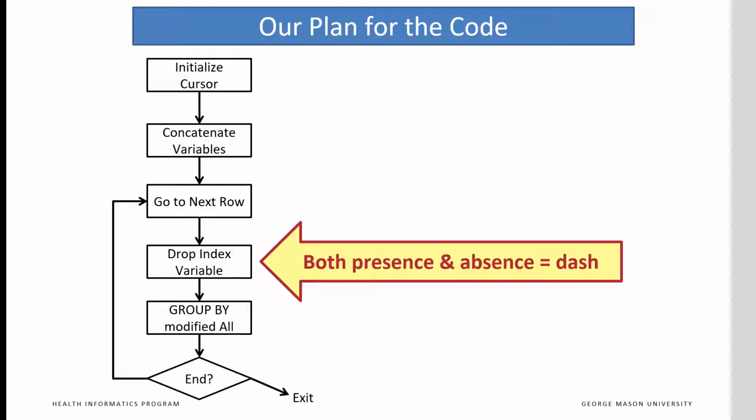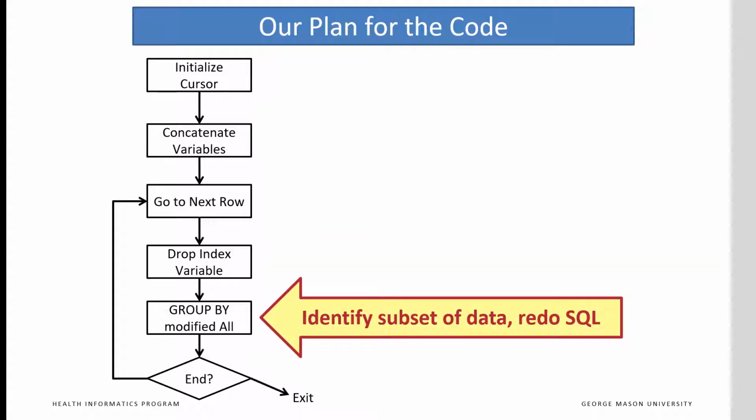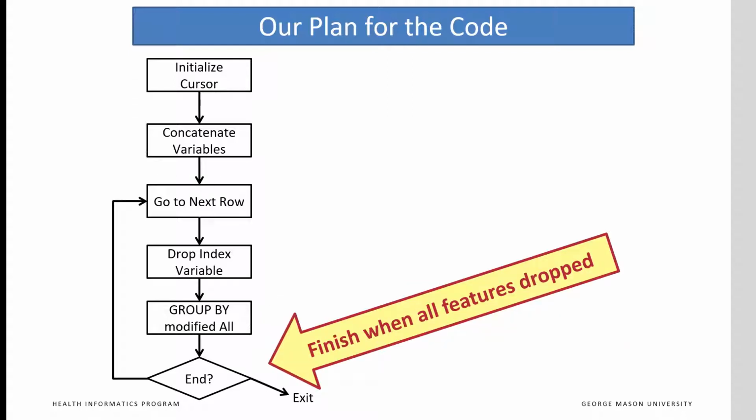The feature is dropped from the all field by making both the presence and absence of the feature have the same symbol, in our case a dash. We use the group by command to re-examine subsets of data that match the modified all field. Since the modified all field has replaced presence or absence of one of the patient features with a dash, the group by ignores this feature. In effect, we have redone the SQL and calculated it in a subset of data minus one key feature.